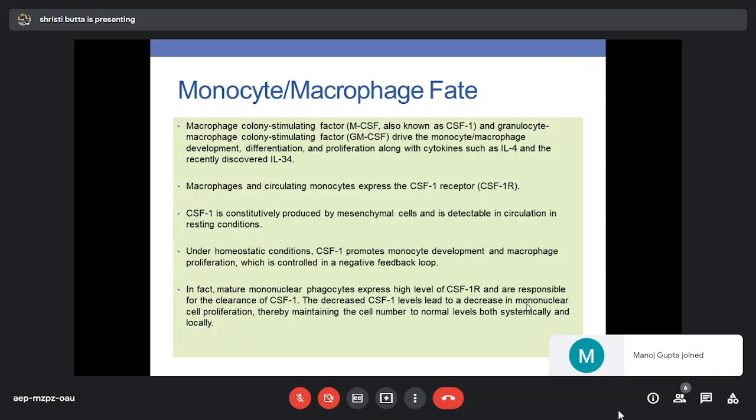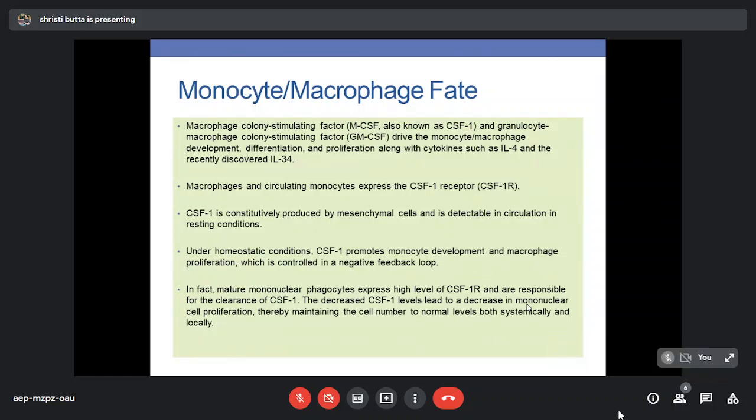In fact, mature monocyte precursors, or the mononuclear phagocytes for that matter, express high levels of the CSF1R and are responsible for the clearance of CSF1. The decreased expression of CSF1 levels leads to a decrease in the mononuclear cell proliferation. So that is very important. If you have these mononuclear phagocytes expressing a very high level of this receptor, there will be excess that will be responsible for the clearance of the CSF1. So CSF1 expression would assist in the development of these mononuclear phagocytes. However, an increased expression of the CSF1R will be responsible for the clearance of these mononuclear phagocytes in the negative feedback loop.